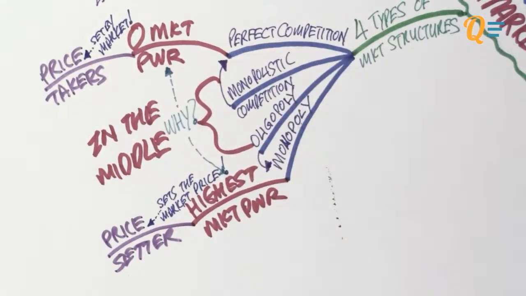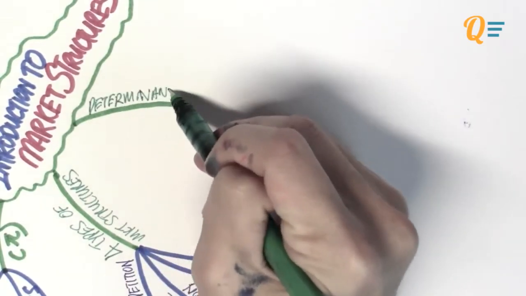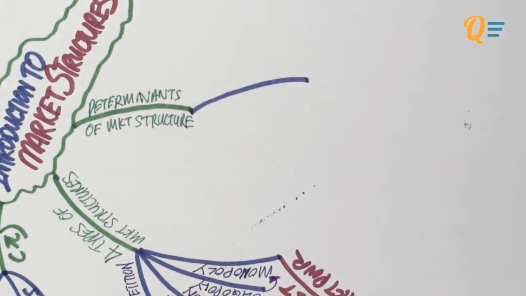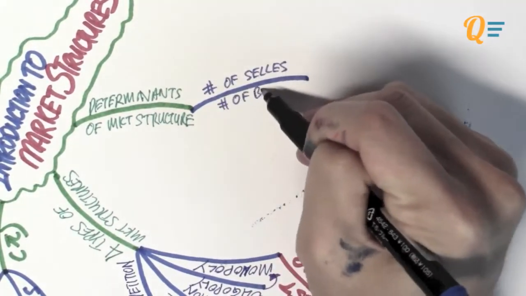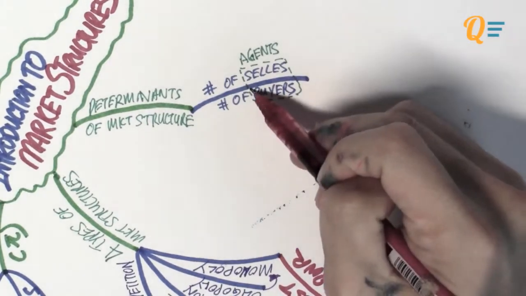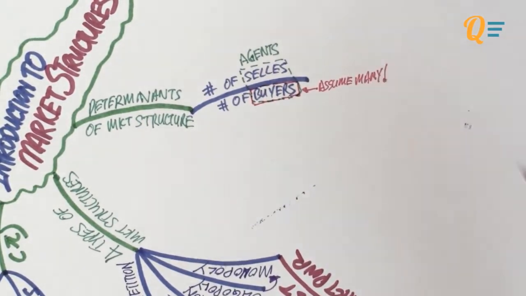Okay, so why is it that the perfect comp has got zero market power and the monopoly has got very high market power? Well, I'm glad you asked, because I'm about to introduce you to 4 determinants of market structure or market power. The first determinant is the number of sellers and the number of buyers. Okay, buyers and sellers are known as agents. And we are going to assume that there are many buyers in any market structure that we're going to talk about. So the only thing that you have to focus on is the sellers.